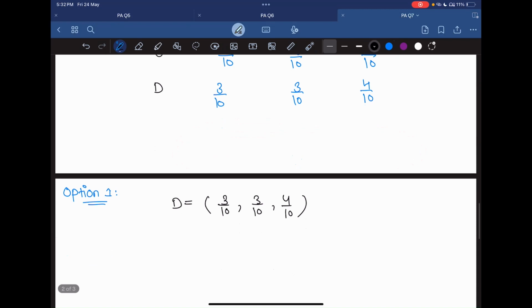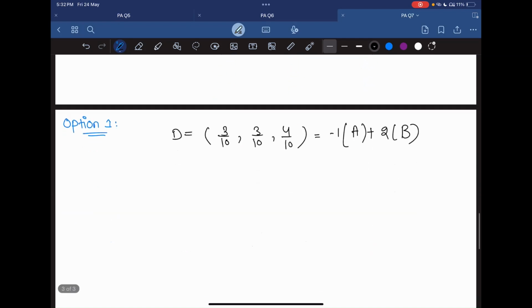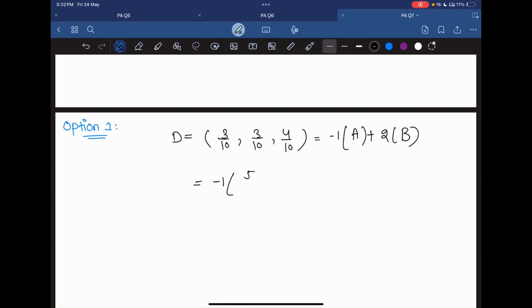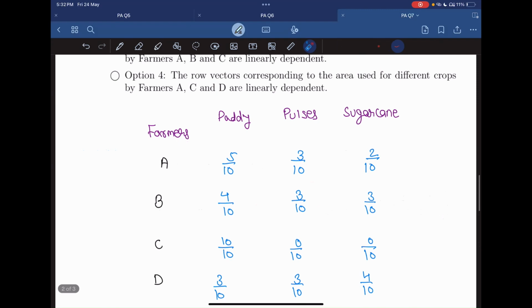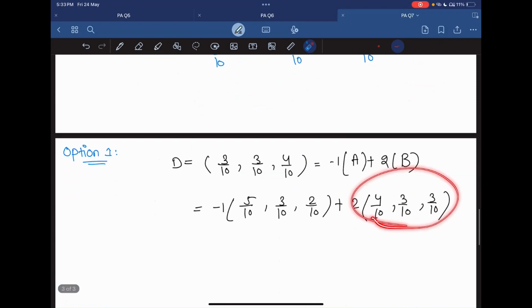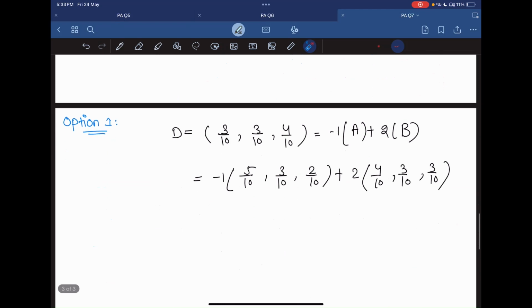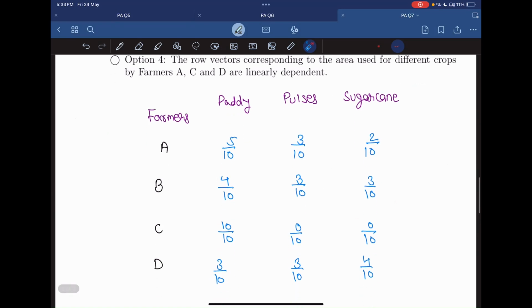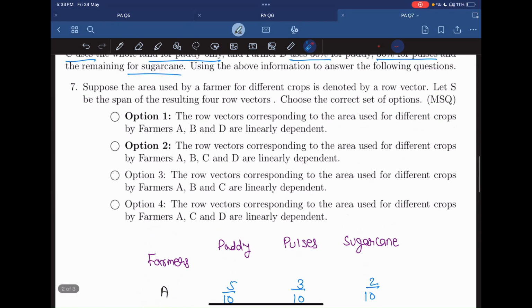And we can write this in the form of -1 times A vector plus 2 times B vector. So that is -1 times (5 by 10, 3 by 10, 2 by 10) plus 2 times (4 by 10, 3 by 10, 3 by 10). So this was our A vector and this was our B vector. As D is a linear combination of the vectors A and B, that means the vectors A, B and D are linearly dependent. Hence option 1 is true.